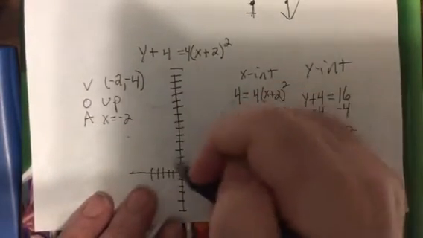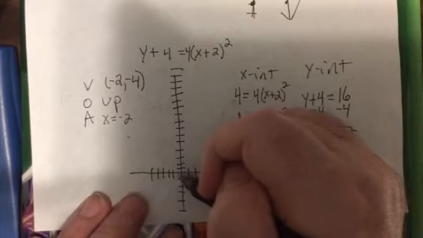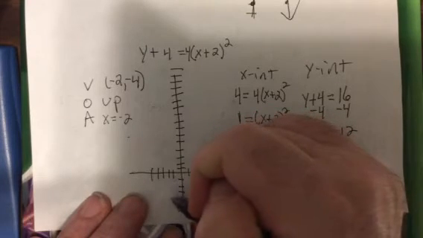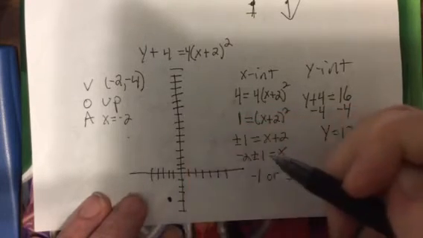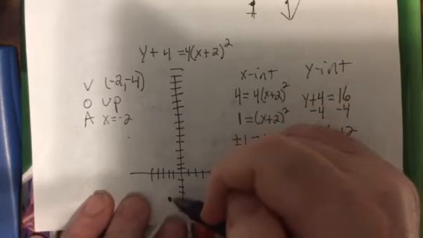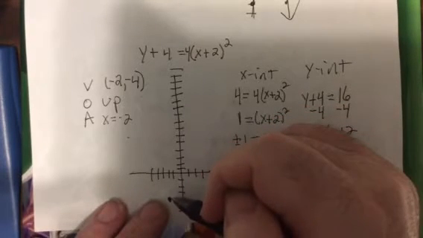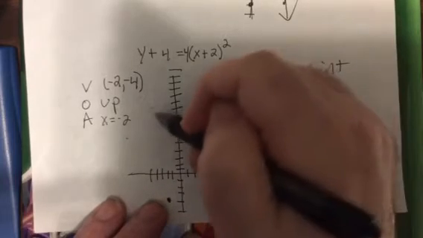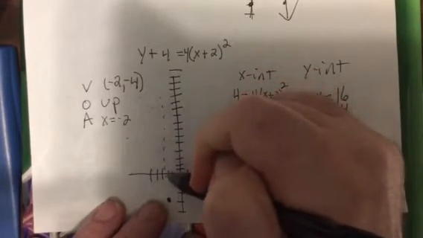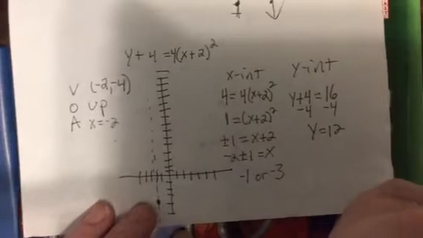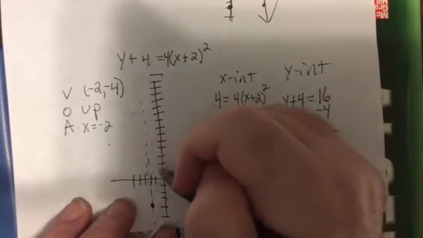So, negative 2, negative 4, 1, 2, 3, 4. Let's see, it'd be right here. Always do that twice because that's where people make dumb mistakes. It opens up. Here's the axis of symmetry. Then negative 1, negative 3.